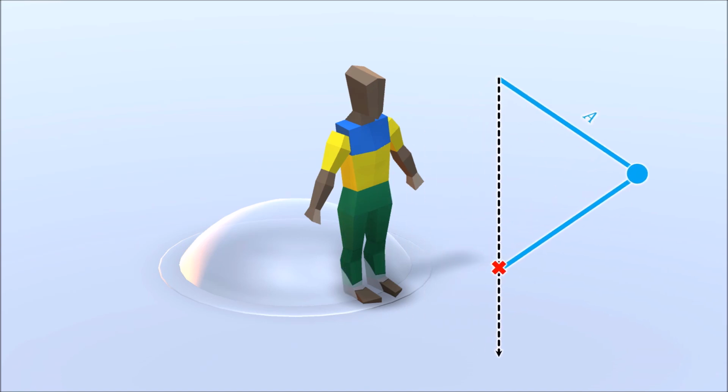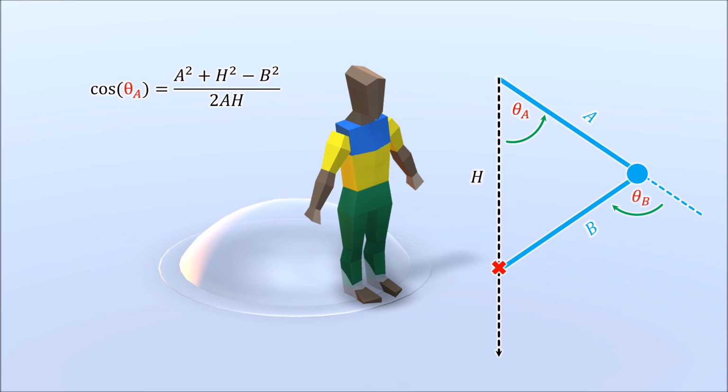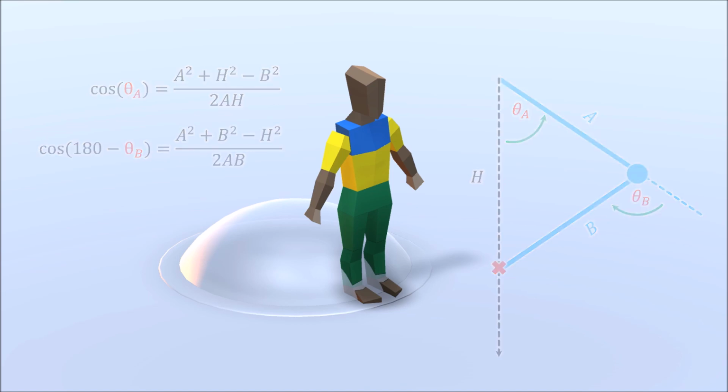I know the distance from the hip to the knee, the distance from the knee to the foot, and the distance from the hip to the floor. With the three sides of the triangle given, I can solve for the angles. If the hip joint has to rotate by angle theta A, I can compute theta A using the cosine rule as shown. Same for the knee joint rotation theta B. I apply the two rotations, theta A and theta B, and he goes from looking like this to looking like that.